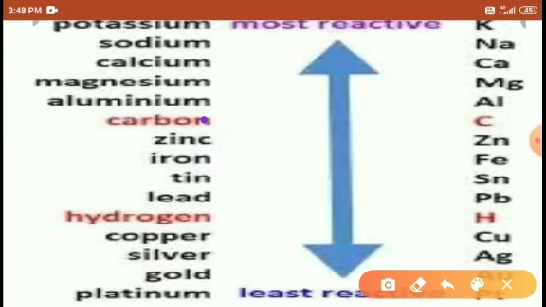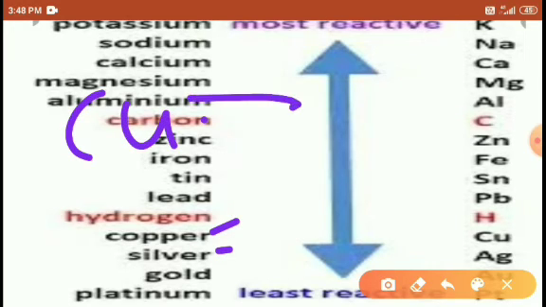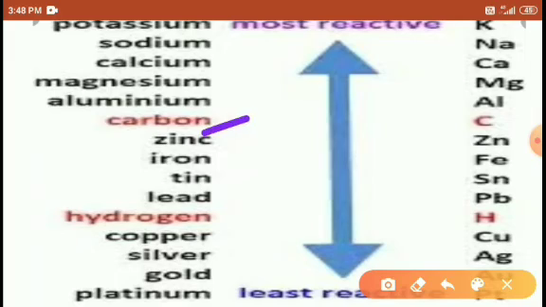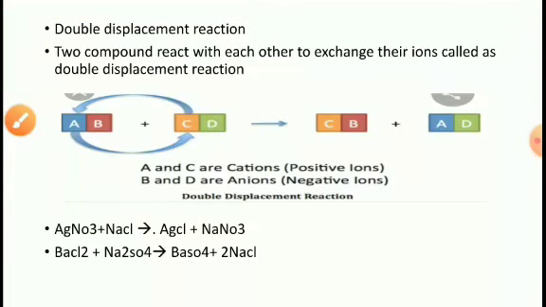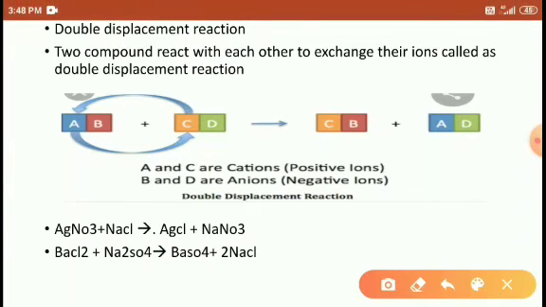Like this, students. Similarly, copper and silver are there, and copper is on top, which means copper is more reactive than silver, right? Okay, one more example, zinc and copper, which we have already seen. Zinc is above copper, so zinc is more reactive than copper, right students? So next is the double displacement, students.